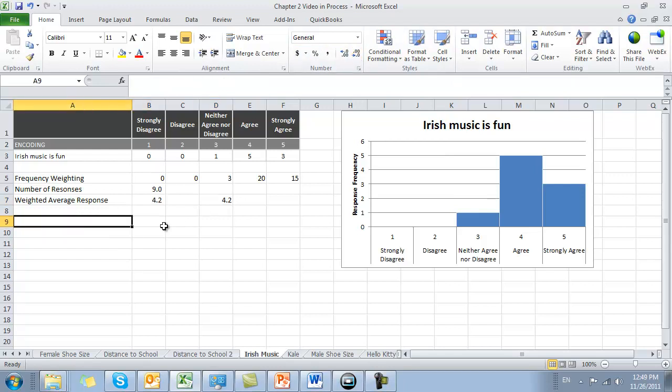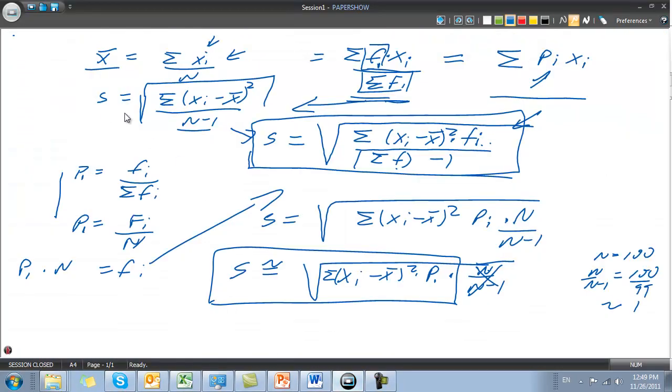Excellent. Next, we need the sample standard deviation. Let's take a look at our formula once again. Our sample standard deviation, I can't use this formula, I can use that one. What I'm saying here, I take the sum of my deviations squared times the frequency divided by n less 1. All right. So let's go here. I have to find the deviations, I have to square them, multiply them by the frequency, and add them all up.